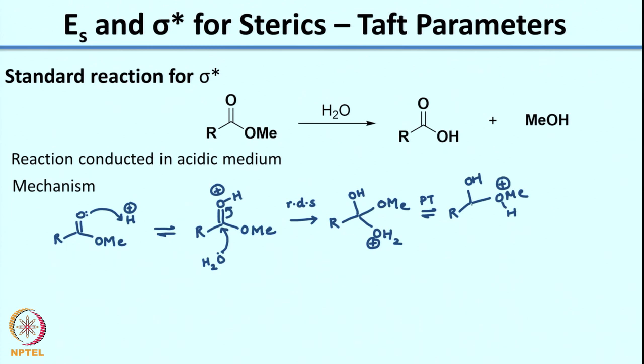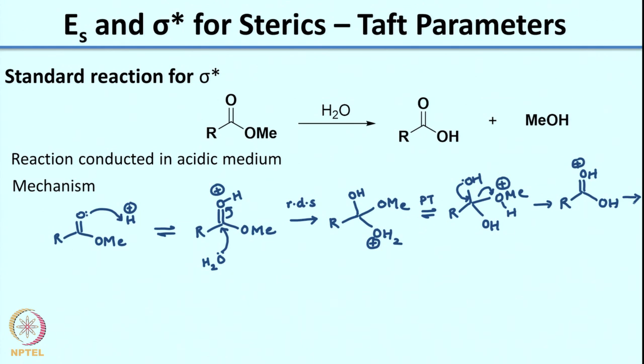Now you are converting this into a good leaving group. So once this proton transfer is done, you will have this coming in to give you the protonated product, which would then deprotonate to give you the desired product. So this would be the mechanism for the ester hydrolysis under acidic medium or under acidic conditions.